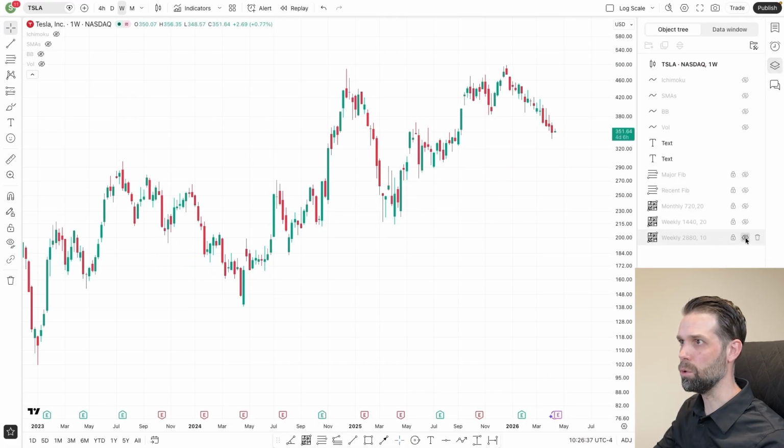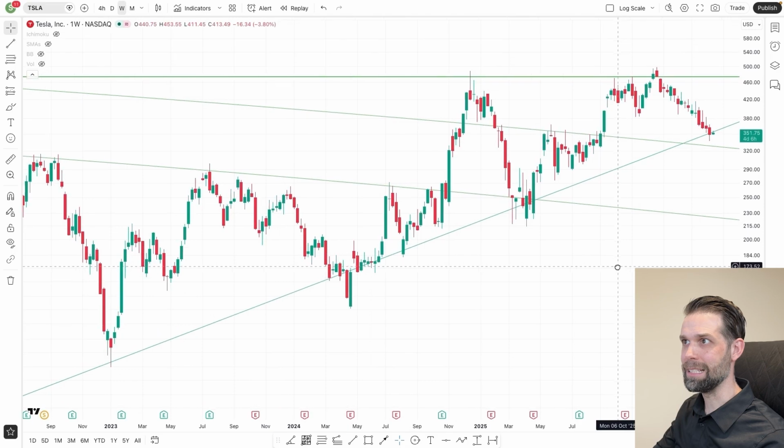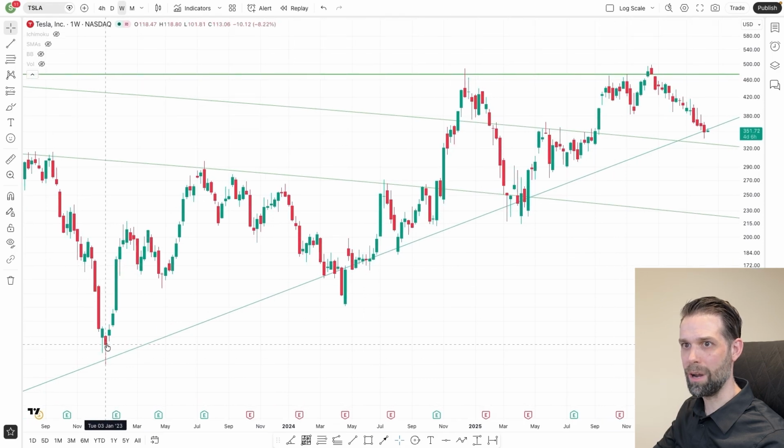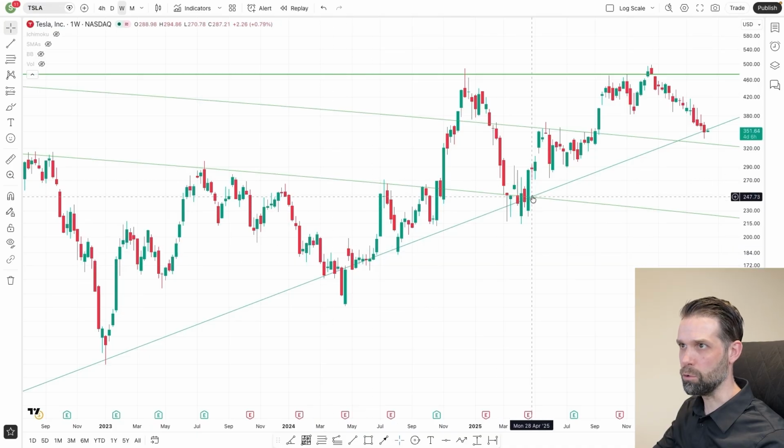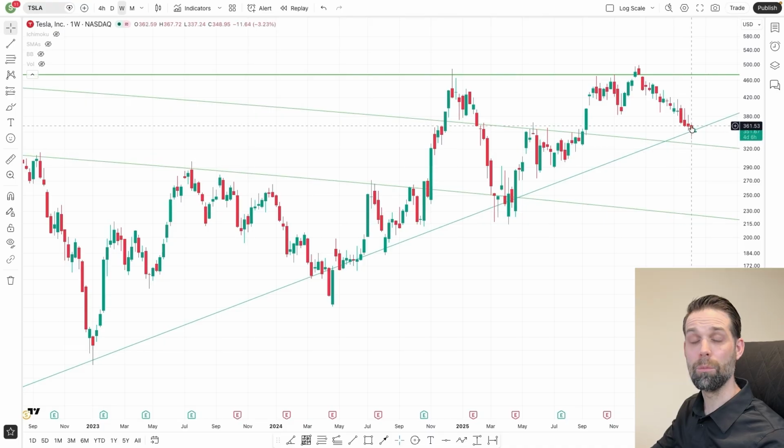And one technical tool that shows us really good support and resistance for Tesla is this Gann square. So we can see price came down and touched this Gann square here for market symmetry. It was in this zone in March 2024, April 2025, and currently it's in another support zone where the probability that buyers step in is high.